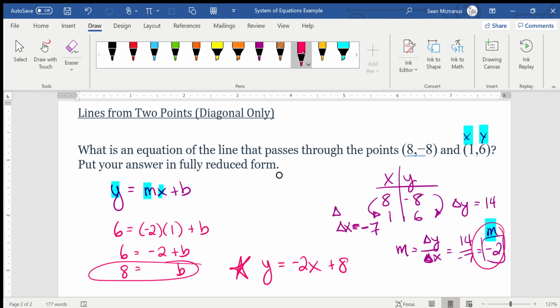Okay, so that's how we do those. So there's 3 examples for how to do those, probably one of the more difficult assignments we've had on Delta Math, so keep practicing and good things will happen.